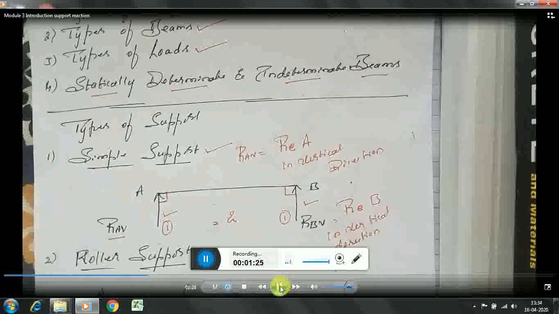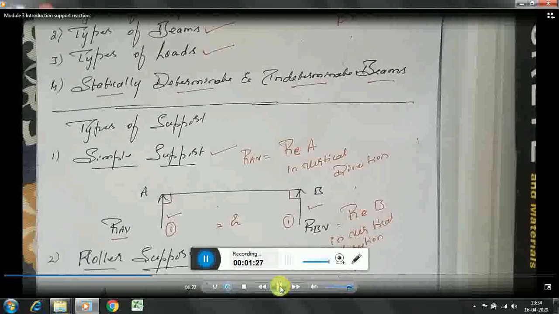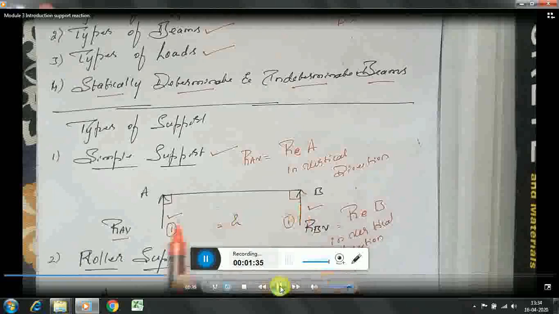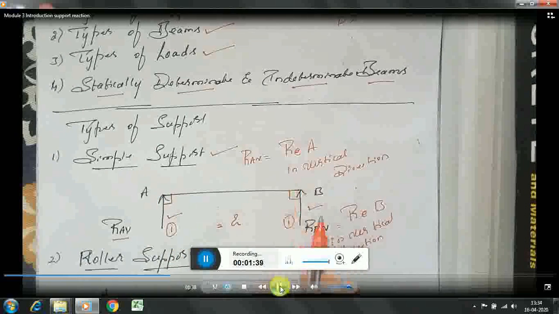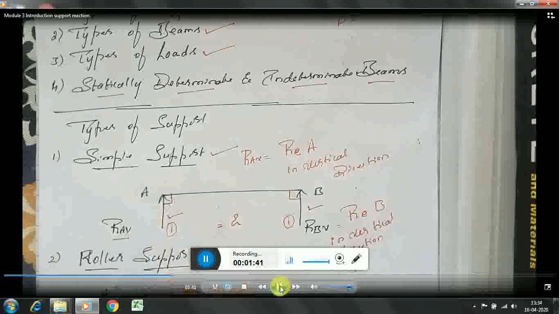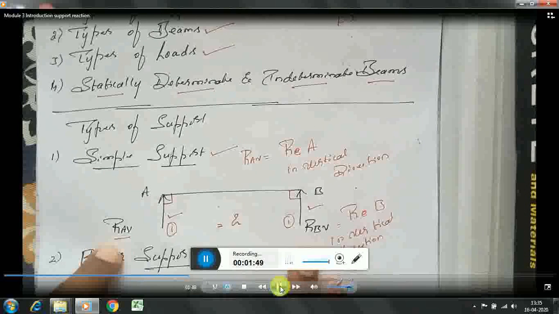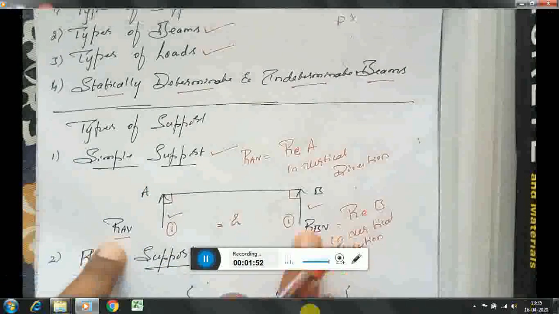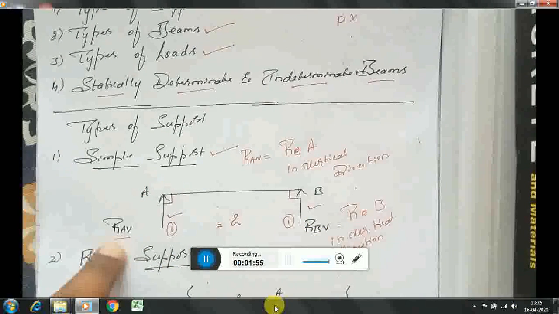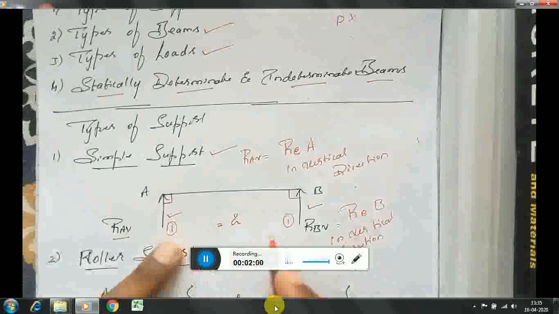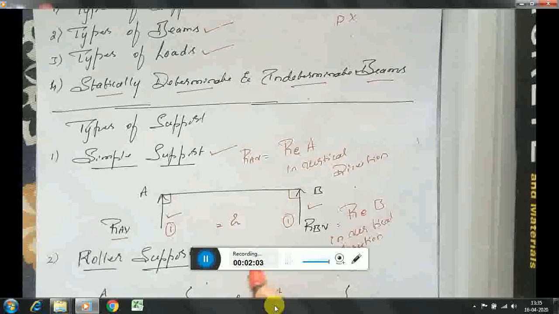The first type of support, as we can see in the video, is the simple support. At A and B the beam is supported with a simple support. The simple support is always represented with an arrow, and it produces only one reaction: the reaction at A in the vertical direction and the reaction at B in the vertical direction. That is the meaning of RAV and RBV. So totally this beam produces two reactions, because a simple support produces only one reaction at a particular point.